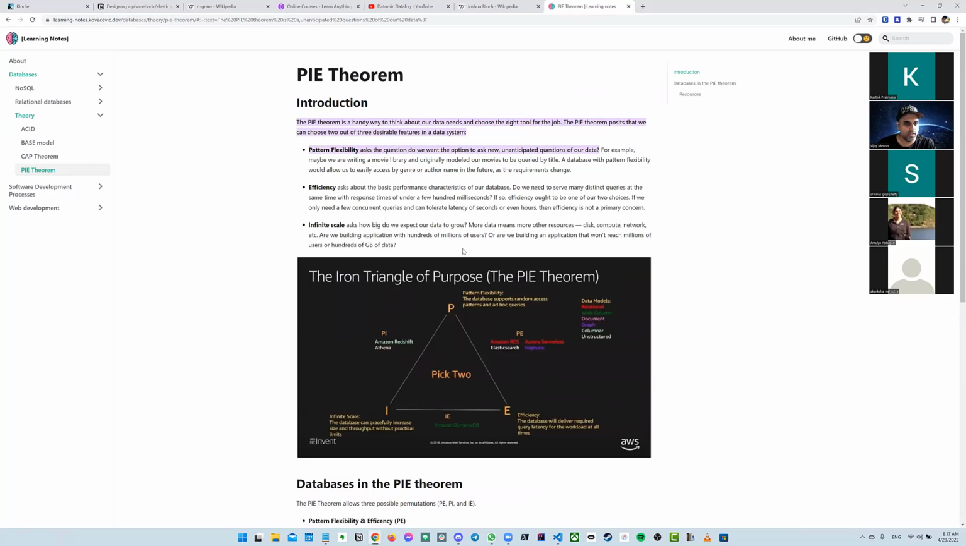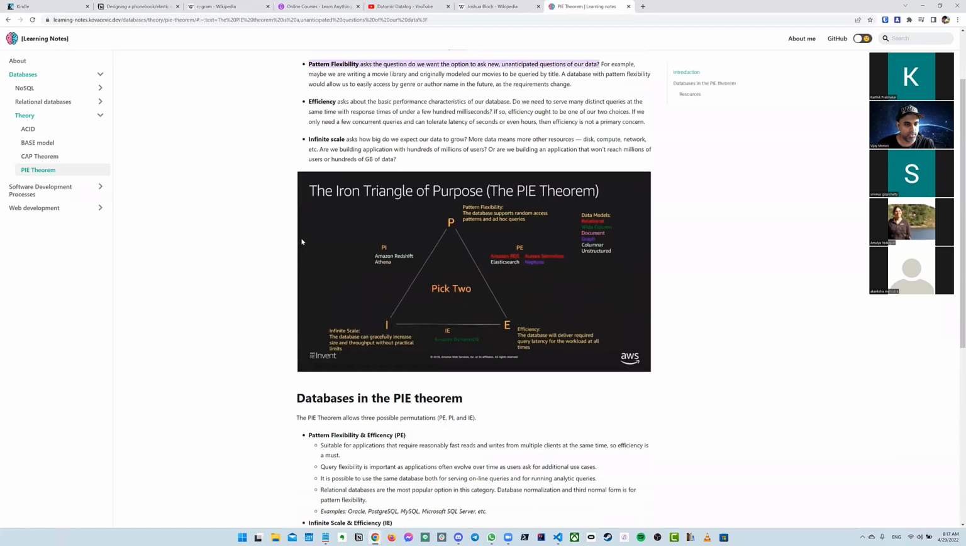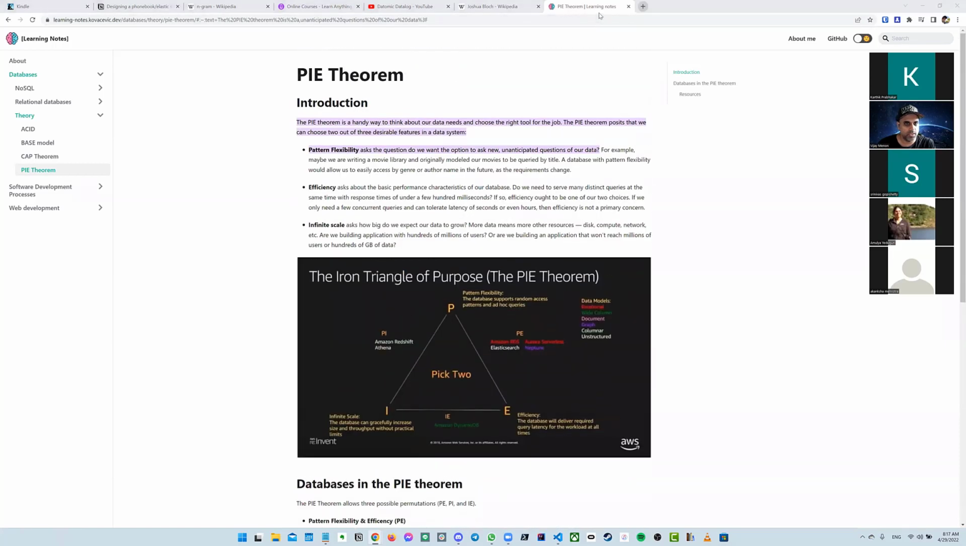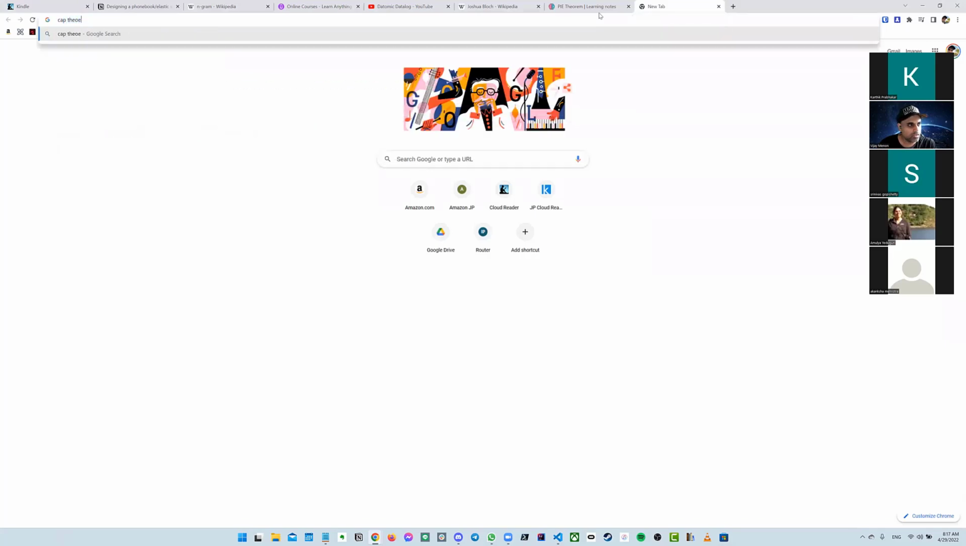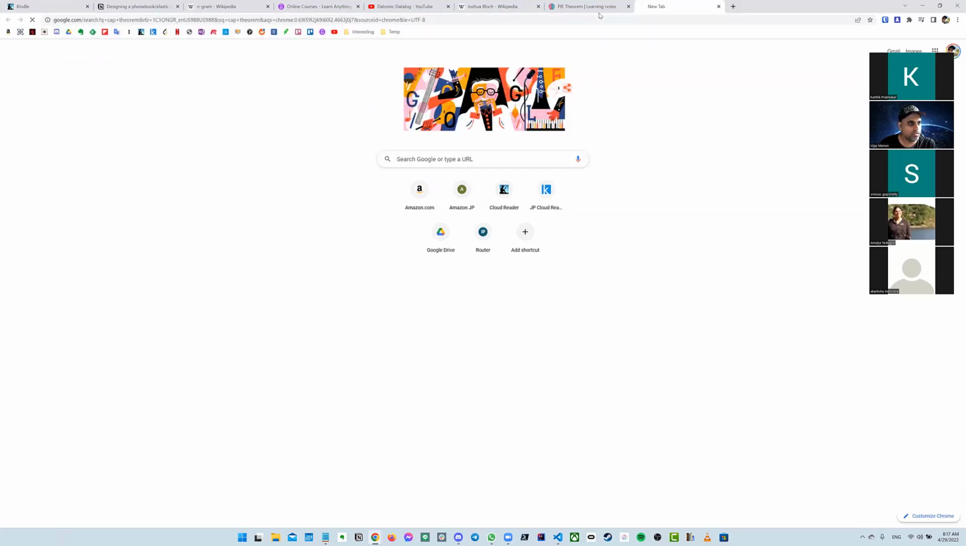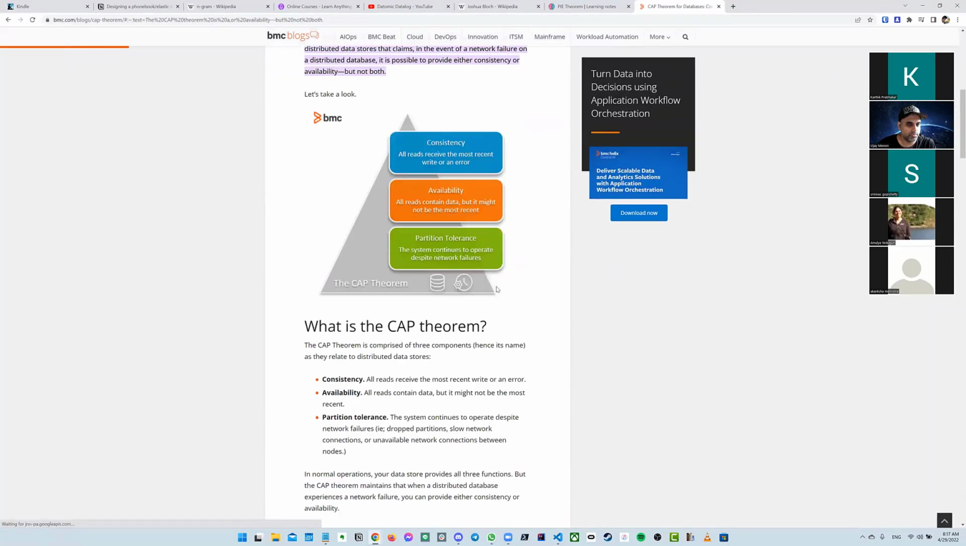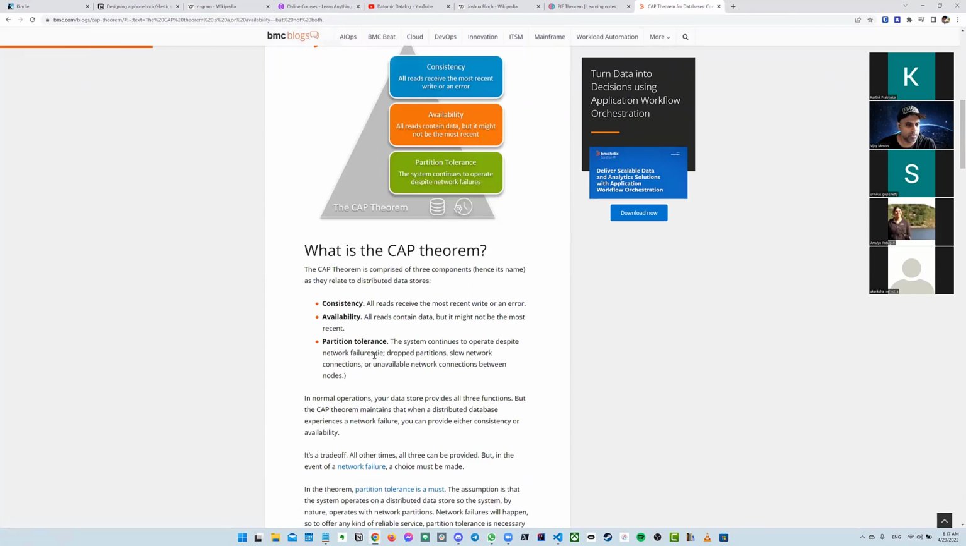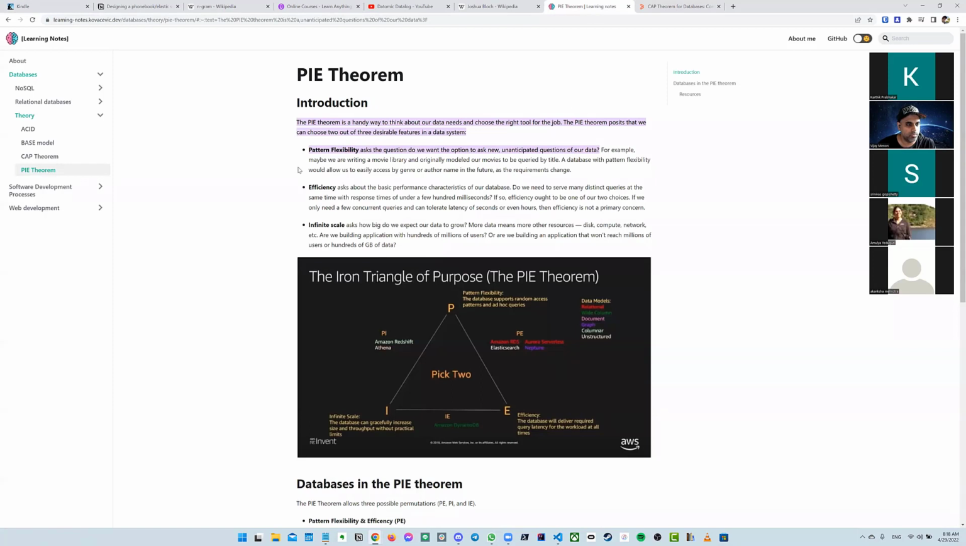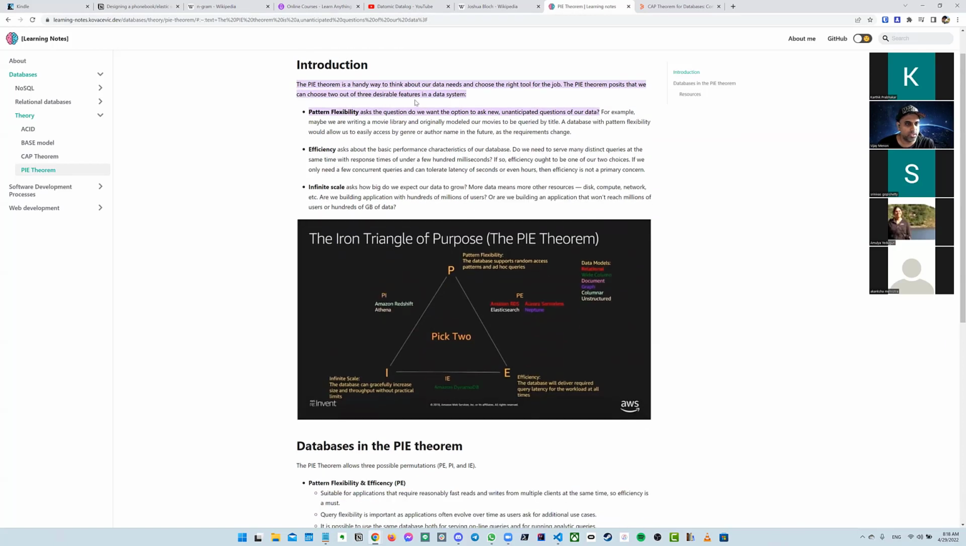So this one's different from the CAP theorem, right? Let's put that side by side. It's another way of selecting a database that is good enough for your system, right? So CAP is consistency, availability, and partition tolerance, but you can't have all 3. You can only have 2 at most. Whereas PIE theorem is more about pattern flexibility, efficiency, and infinite scale. And again, it looks like you can only choose 2 out of 3 desirable features in a data system.